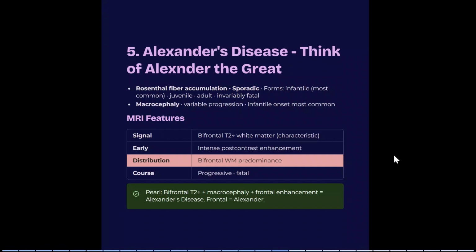So what is it basically? We have already seen that it's basically a bifrontal white matter predominant disease, and it is due to Rosenthal fiber accumulation, and it can present in infancy, in a child, or sometimes in an adult as well, and it has variable progression. So it's very simple, it's very easy. Alexander, frontal cortices, that's it. And sometimes one thing that can be mentioned in the MCQs is that the child has macrocephaly. So how to remember this? I have created another visual.